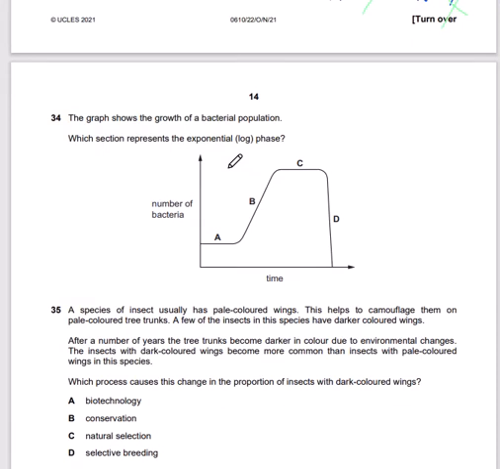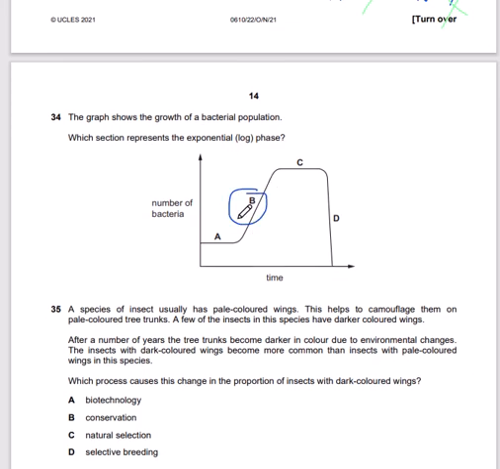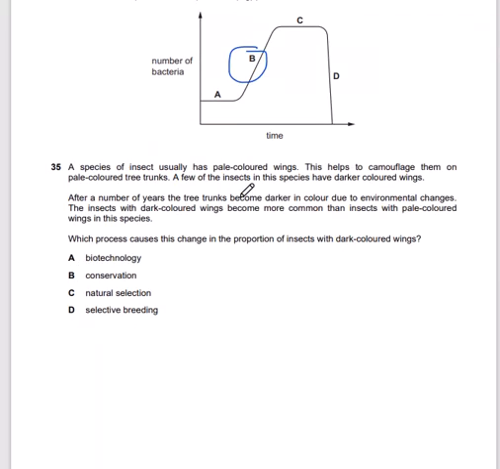The diagram shows the growth of a bacteria population. Which section represents the exponential log phase? It's basically B. It's when everything is suited, the environment, the nutrition, the habitat, and then there's a rapid growth of bacteria.